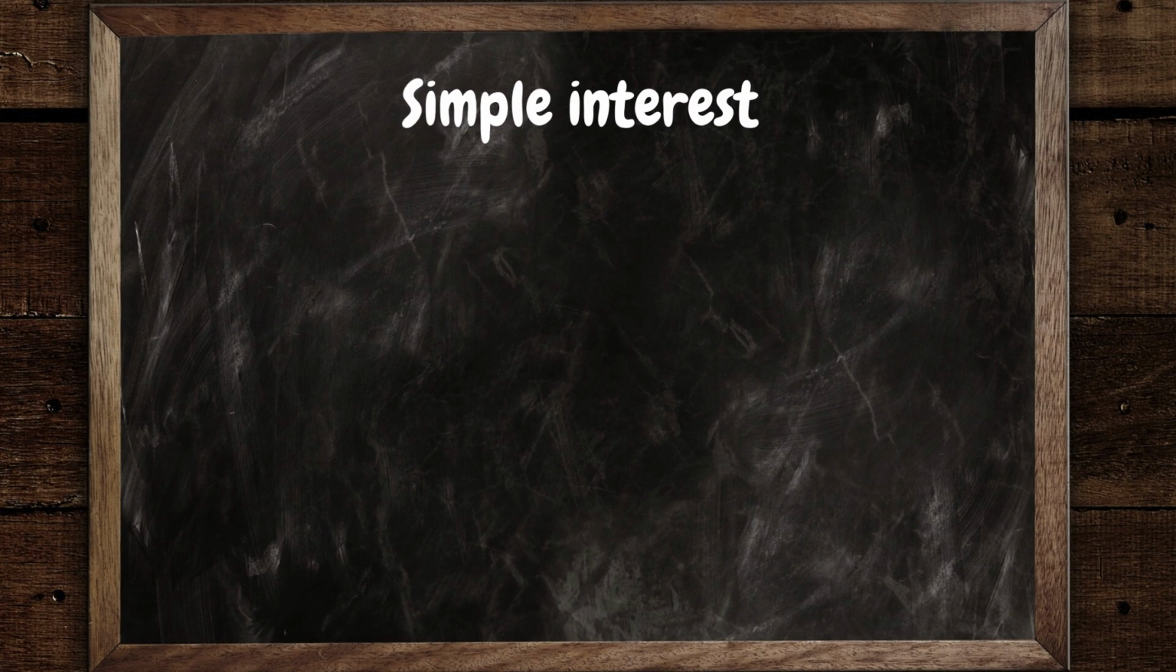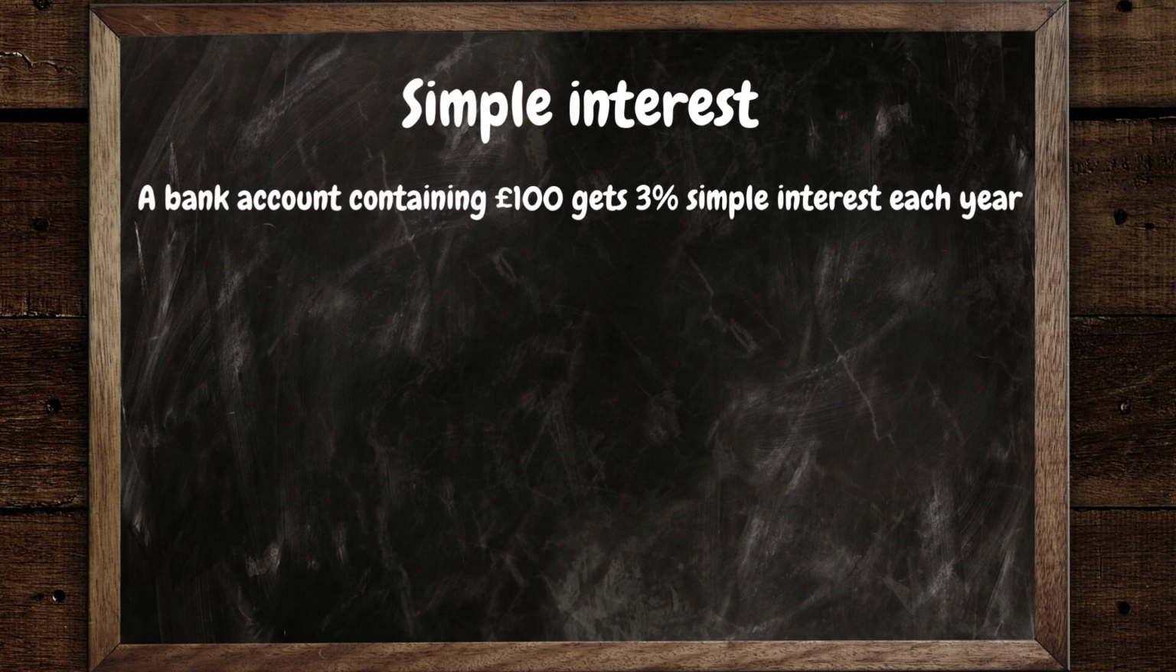Simple interest is when we increase the original value by the same percentage over and over again. So you don't get interest on top of your interest, only on the original amount. So for example, if you have £100 in your bank account and get 3% simple interest each year, then you get £3 in your bank each year because 3% of £100 is £3. Okay? So the interest you earn each year remains at £3 and doesn't increase.